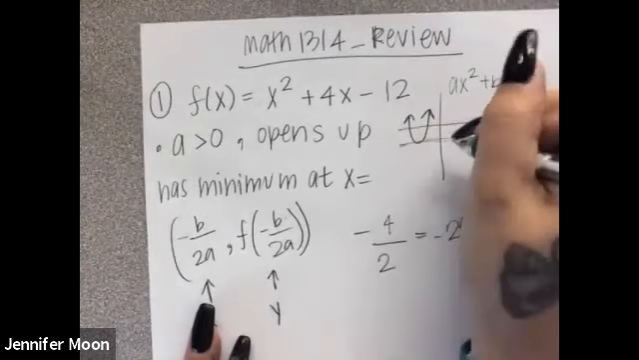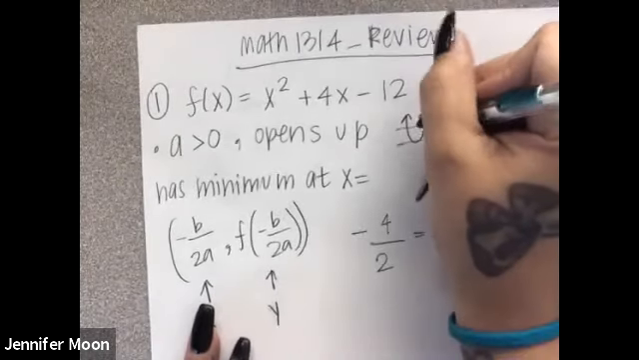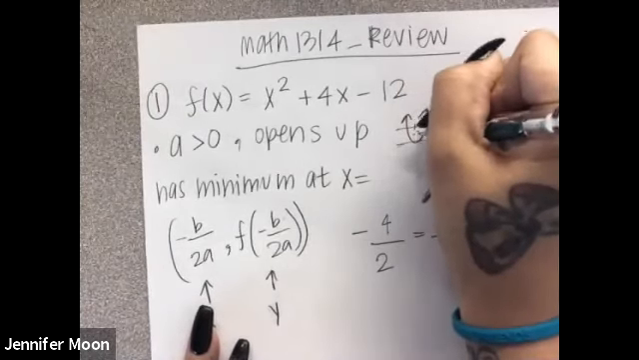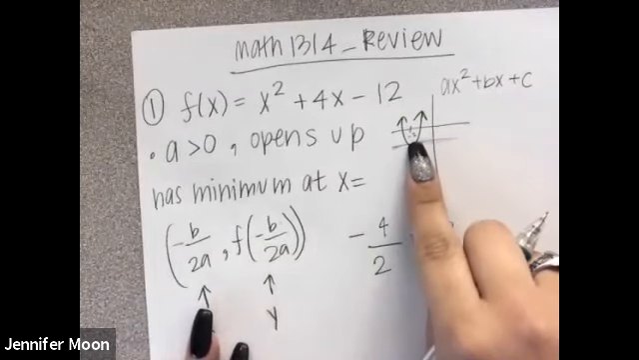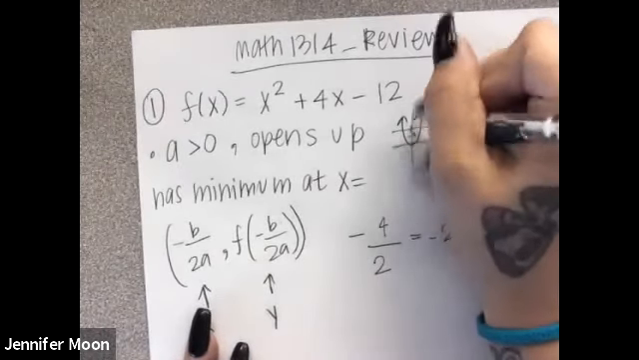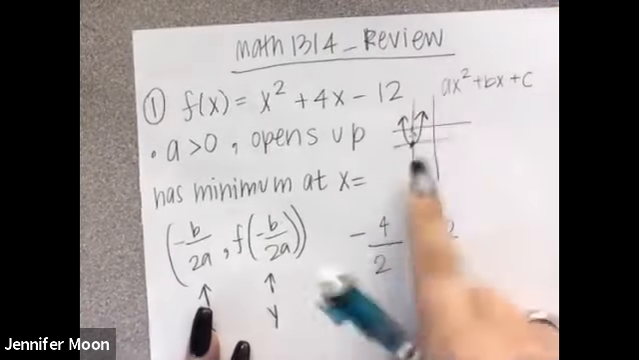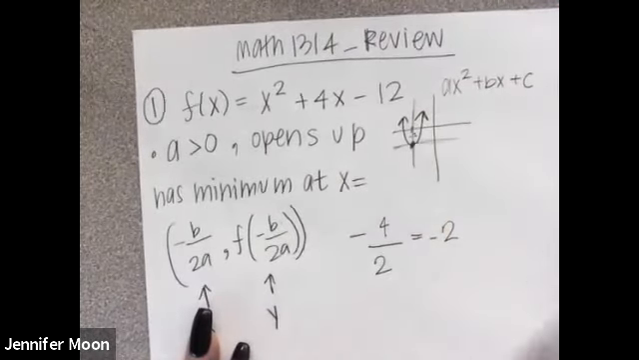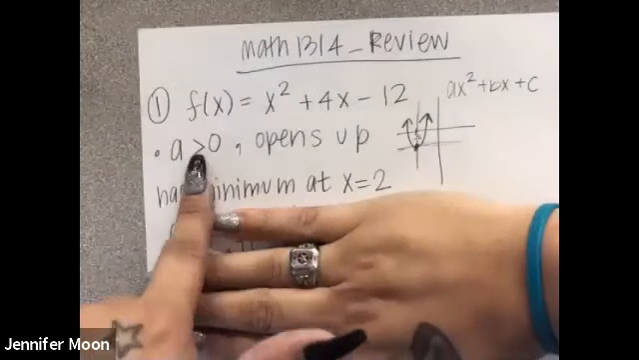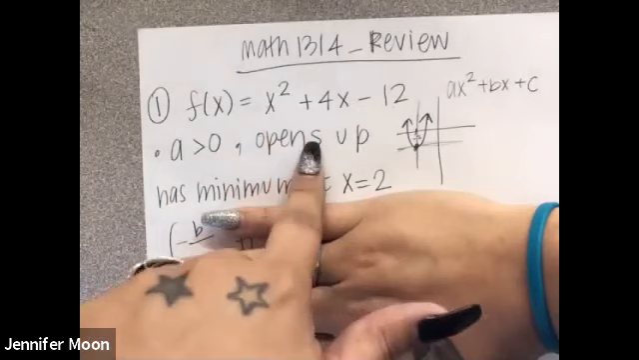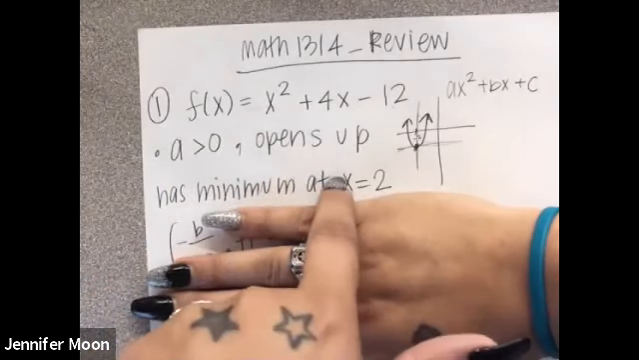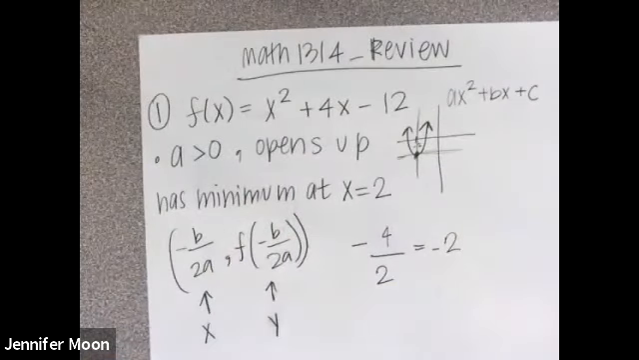Right here, it's hard to write because I write big. Right there, see, little bitty baby 2, negative 2. That's my negative 2. That's where this vertex happens, which is the lowest point of it. Therefore, it's my minimum. Okay, so as far as your work, it's, A opens up because A is positive. That means it has minimum at, find your X, okay?